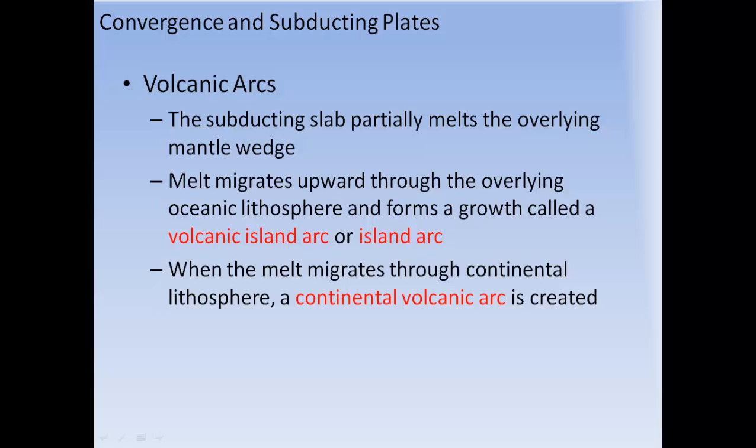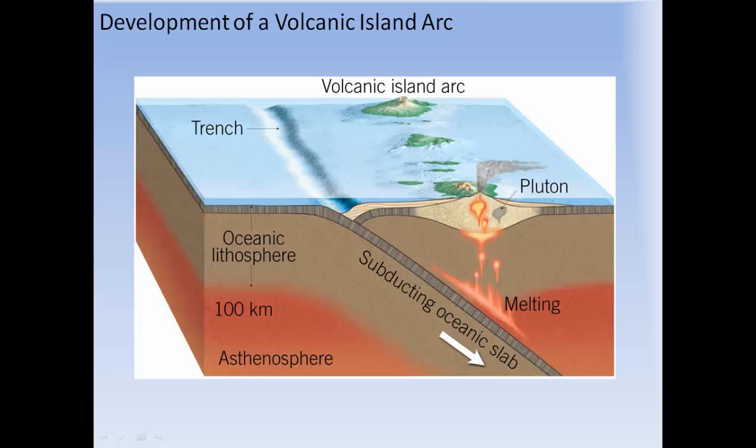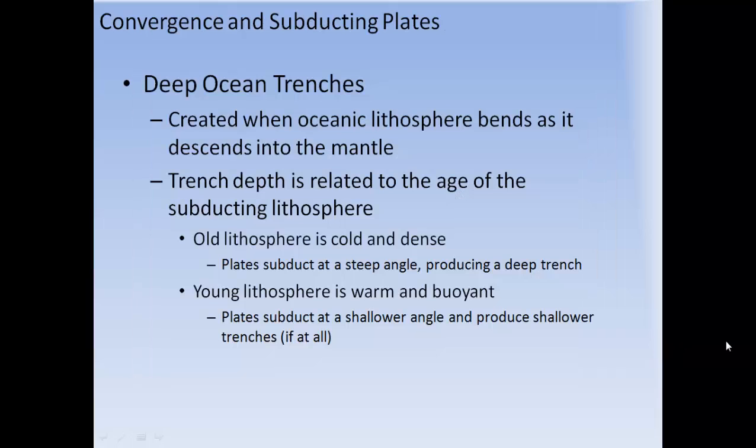Volcanic arcs: the subducting slab partially melts the overlying mantle wedge. Melt migrates upward through the overlying oceanic lithosphere and forms a growth called a volcanic island arc, or an island arc. When the melt migrates through continental lithosphere, a continental volcanic arc is created. So here's our subducting oceanic plate. Partial melting occurs, and the melt migrates upward because of volcanic activity, producing a volcanic island arc.